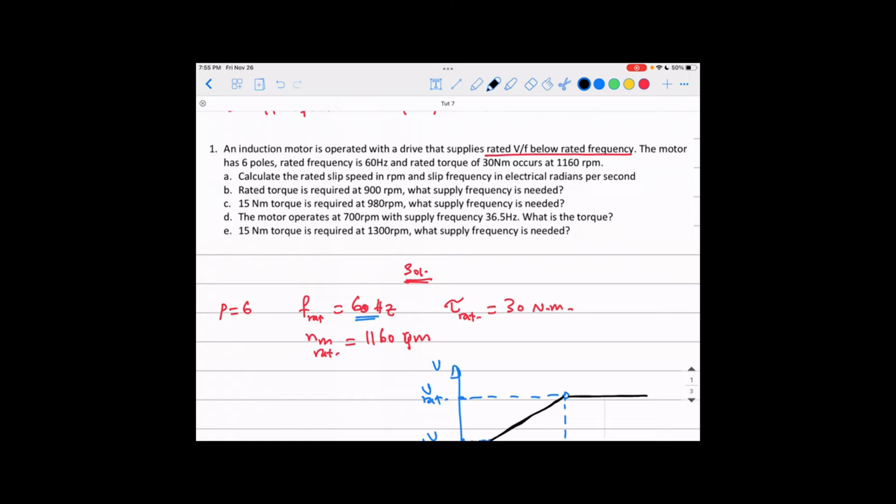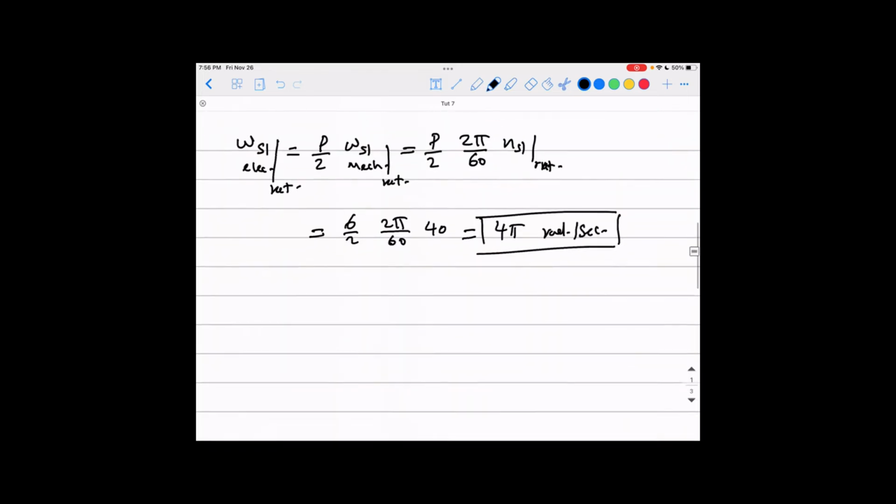Part B: rated torque is required at 900 RPM. So he wants the machine to change speed, to control its speed to work at 900 RPM. That is the mechanical speed, the actual speed of the machine, not the synchronous speed. And it should still develop the rated torque, with the load attached still requiring the rated torque. What supply frequency is needed? That's a good question to dig into here.